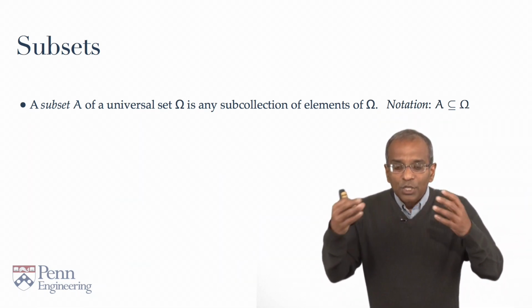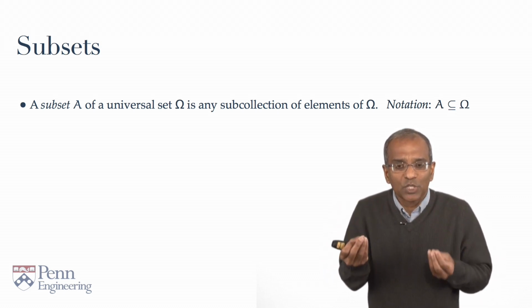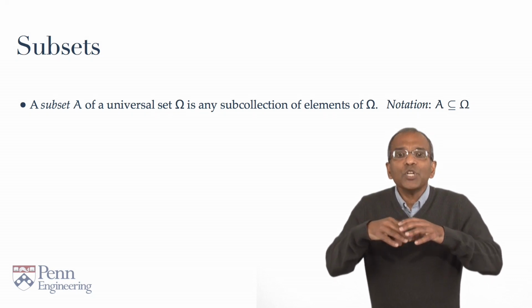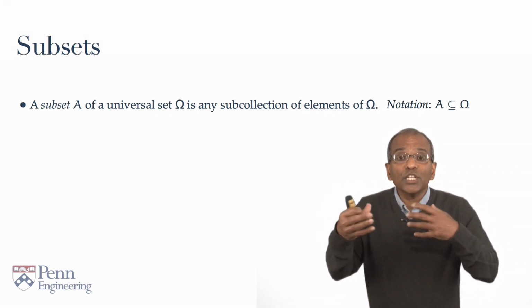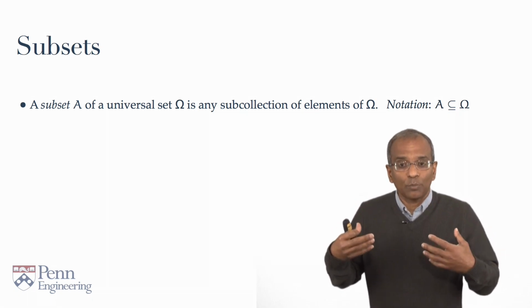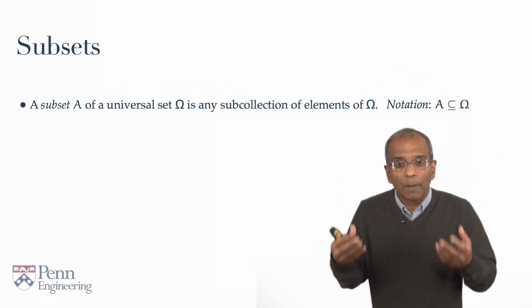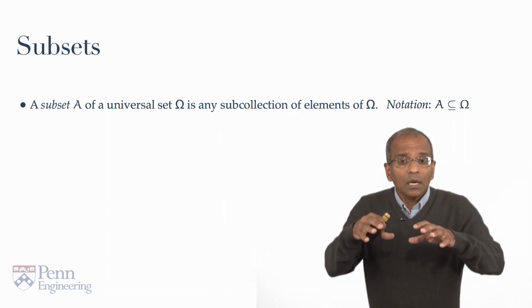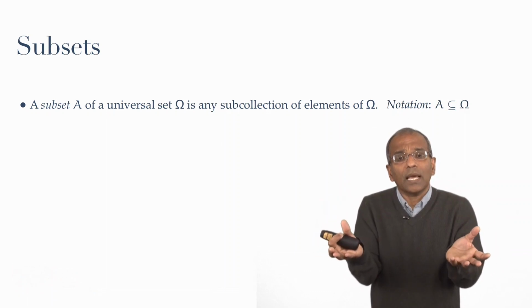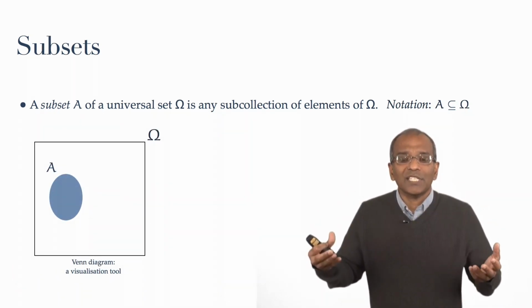Now, abstraction is all well and good, but we respond well to visual stimuli, and some visual representations are very useful for seeing the relationships between various abstract objects. In the setting of sets, these visual representations are called Venn diagrams, and I've given you here on the screen a representation of a subset of a universal set.